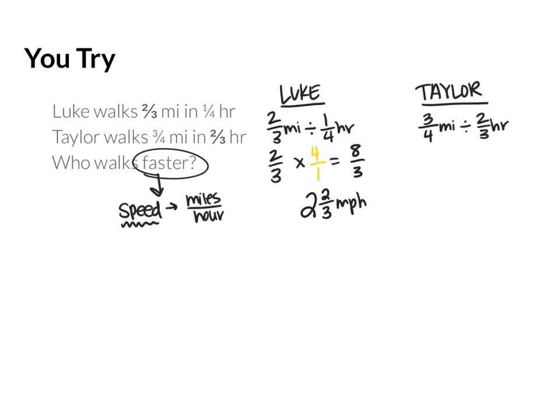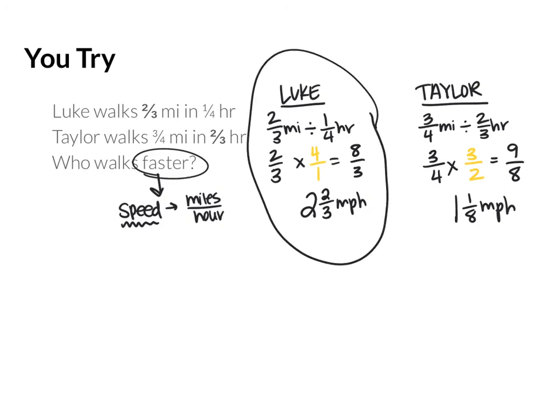Taylor walked 3/4 of a mile in 2/3 of an hour, so I'm dividing 3/4 by 2/3. I multiply by the reciprocal, and I get 9/8, which is 1 1/8 miles per hour. So who walked faster? Luke, because he walked 2 2/3 miles per hour.